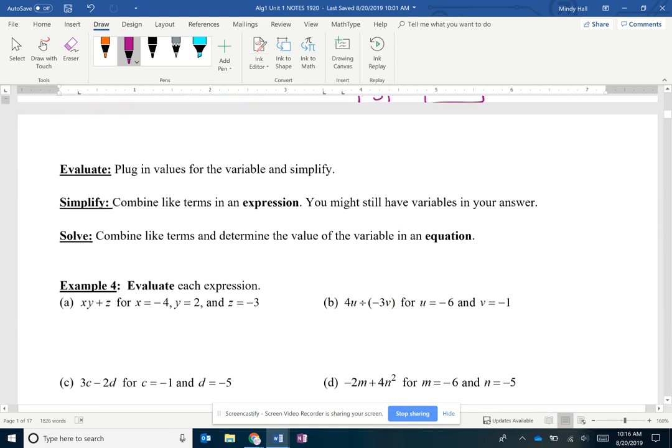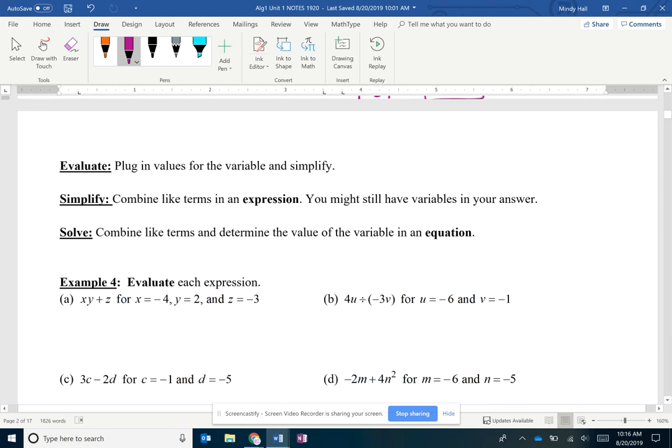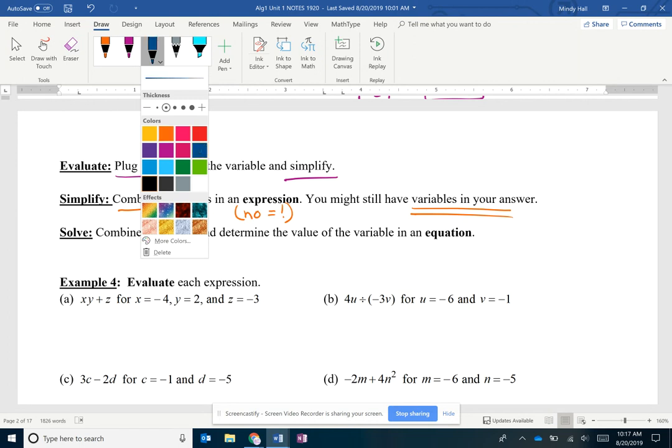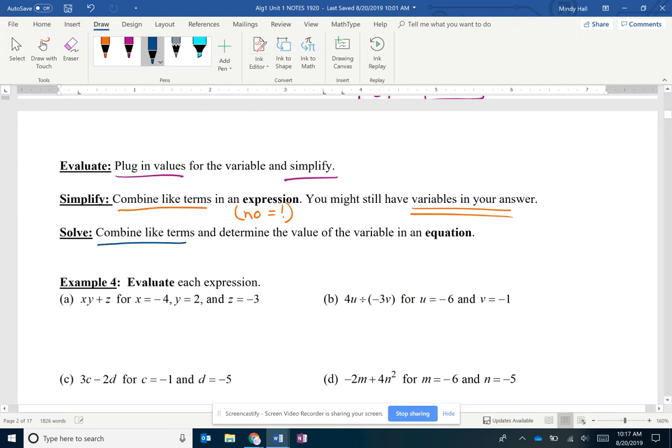So then we have 3 words that we use a lot in math that just get mixed up a lot. So evaluate is plugging in values and simplifying. Simplifying, though, is combining like terms in an expression which has no equal sign, and you still have variables in your answer. So keeping that in mind, when you're simplifying, you should still have variables in your answer if you started with some. And then when you are solving, you are actually combining like terms and determining the value of a variable in an equation. So you'll get like x equals something.